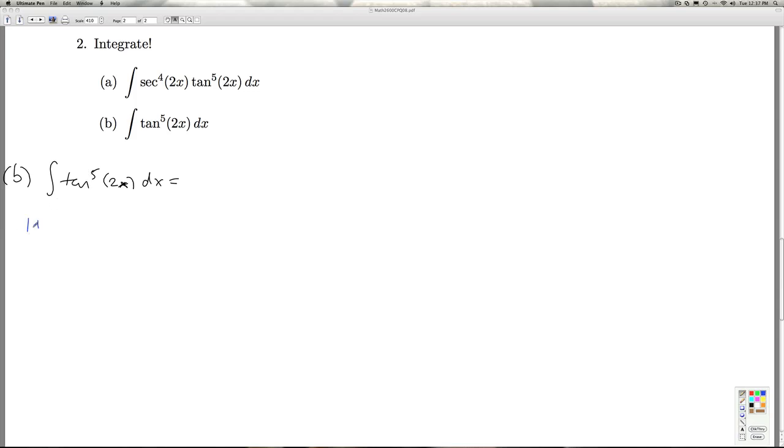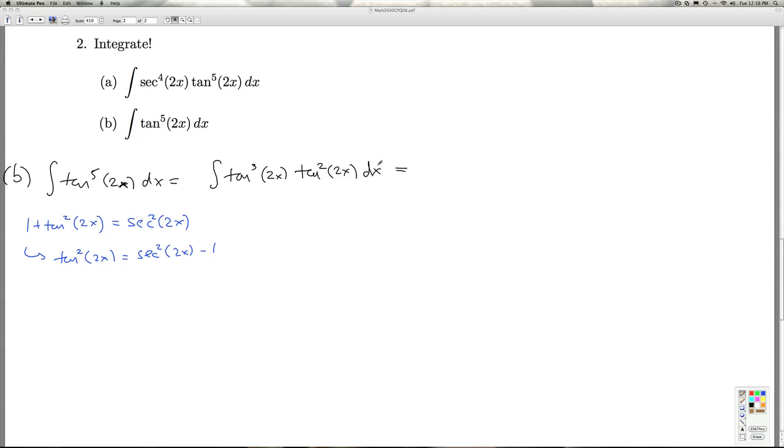I know that 1 plus tangent squared of 2x is secant squared of 2x, which means that tangent squared of 2x is secant squared of 2x minus 1. So, keeping that in mind, I'm going to peel off tangent squared, leaving me with tangent cubed, and convert the tangent squared into secants.